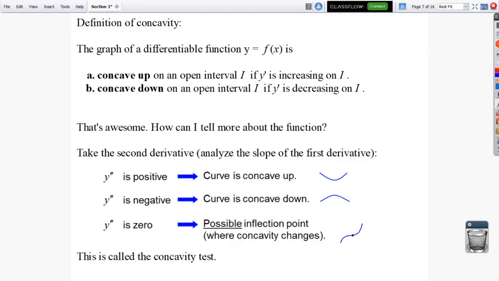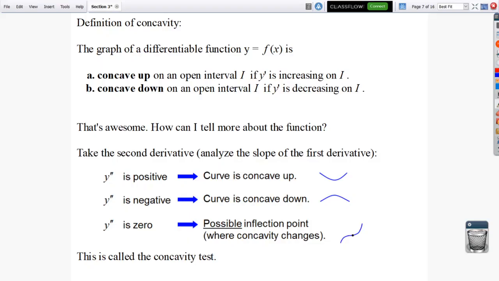So that leads us into the definition of concavity according to calculus. The graph of a differentiable function y equals f of x is concave up on an open interval I if y prime is increasing on I. It is concave down on I if y prime is decreasing on I. That's great. How can I tell more about the function? So the second derivative, again, is the rate of increase or decrease of y prime.